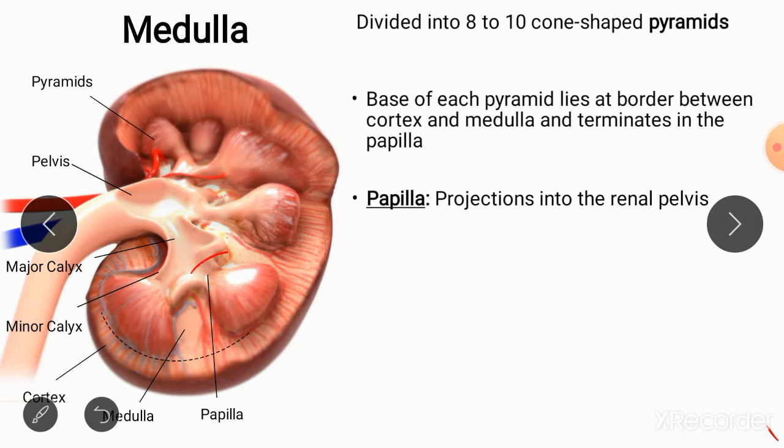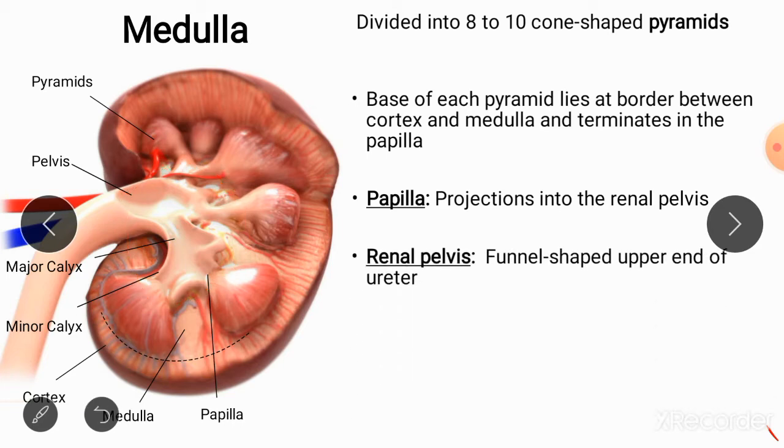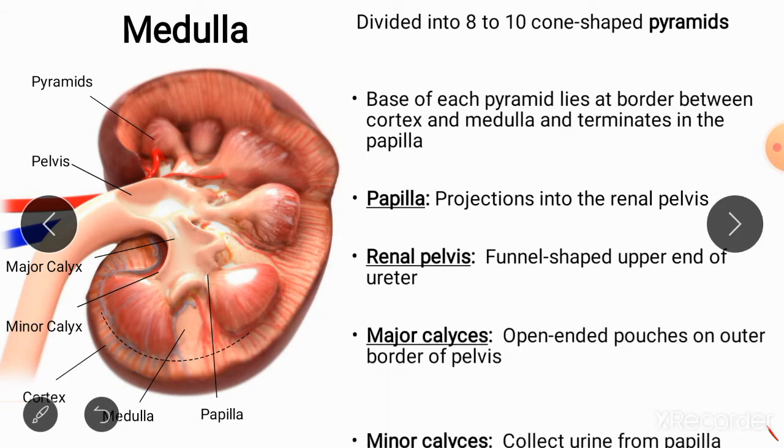You can see over here that these apices are known as papillae, or singularly papilla. These papillae project into the renal pelvis. So here you can see the pelvis, and the papillae open up into the renal pelvis. The renal pelvis is actually the funnel shaped upper broad end of a ureter. This is the ureter, and this is the upper broad funnel shaped end of the ureter. It is divided into major and minor calyces.